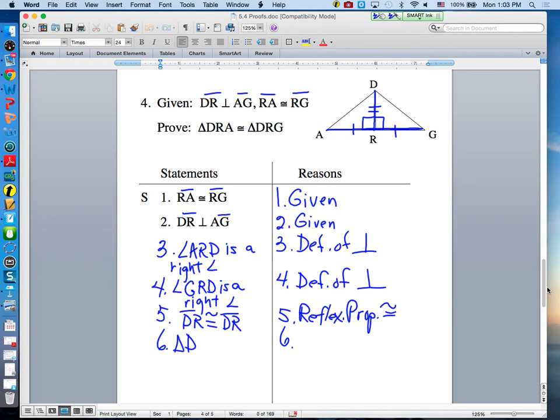Okay, we've got the triangles congruent. Triangle DRA is congruent to triangle DRG because of the side angle side congruence postulate.